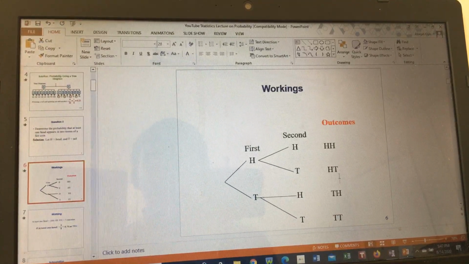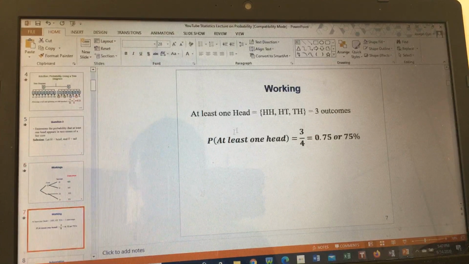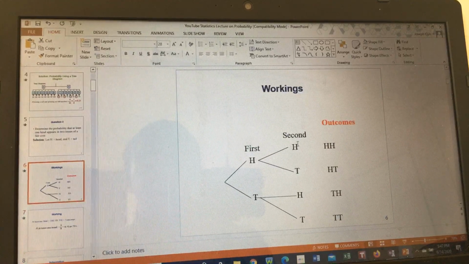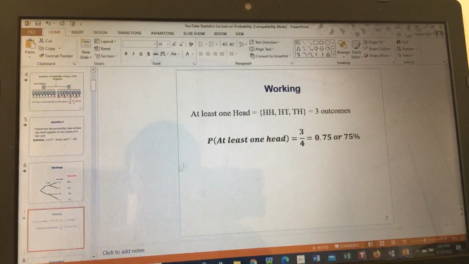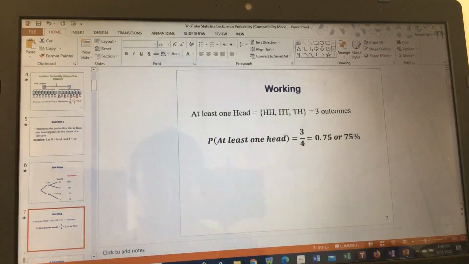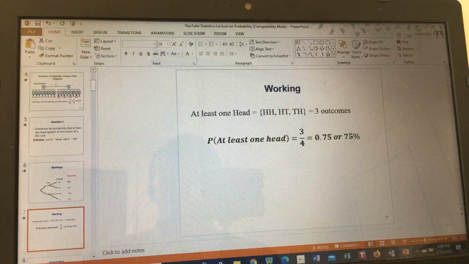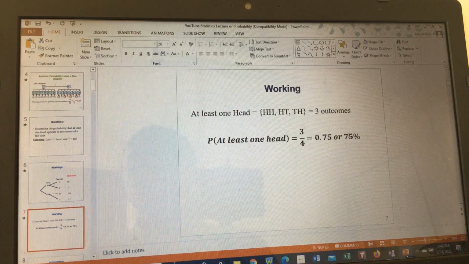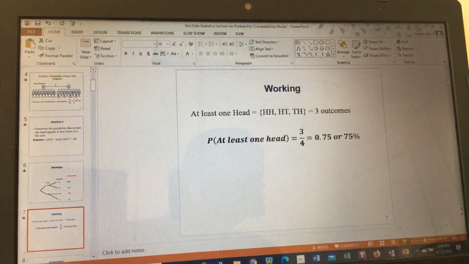So there are 3 outcomes that have at least one head, which I put in a brace bracket like this, so the probability of at least one head becomes 3 out of 4 possibilities. Because remember, there are 4 possibilities: 1, 2, 3, 4. So it's 3 outcomes, which is this, this, and this, out of 4, which gives us 0.75 or 75%. I hope this makes sense. So this shows you how we can use tree diagrams for finding the probability of events.